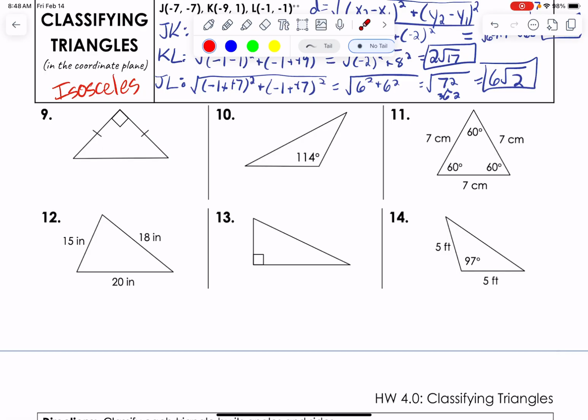Let's also classify some of these triangles both by their sides and by their angles. On this one, we have a right angle and we have 2 congruent sides. So that makes it an isosceles right triangle.